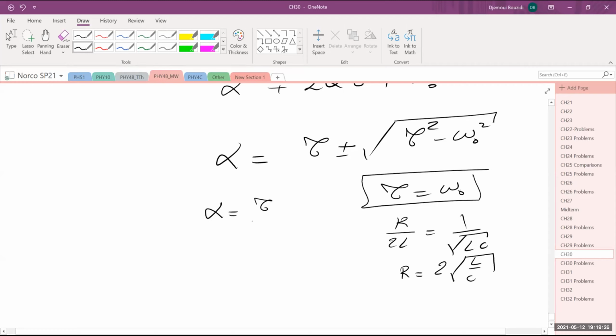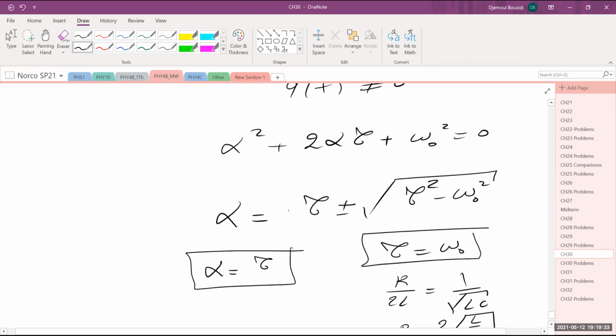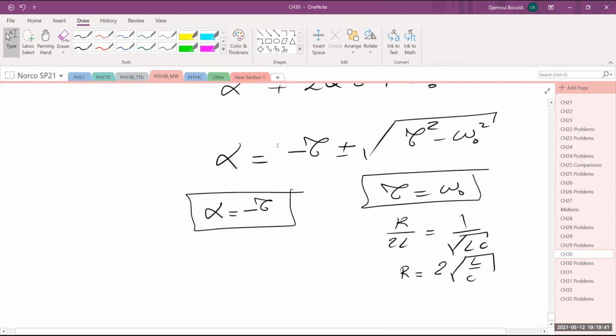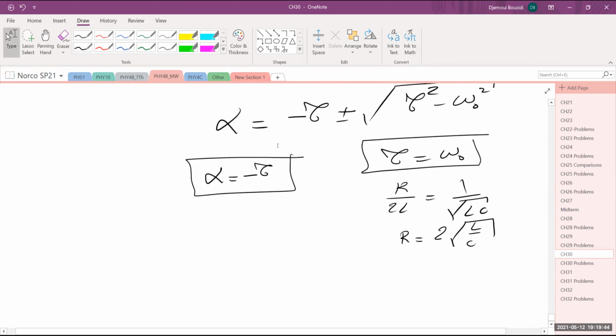Did I have the correct sign? I think I have a negative in here. I need the negative in here. It's important to have a negative in there. This is the quadratic formula. You have to have a negative in here, okay? So alpha is equal to negative tau, and this suggests the solution is something times e to the negative tau t. Because remember, I'm looking for q sub t that has this exponential in it, times something.